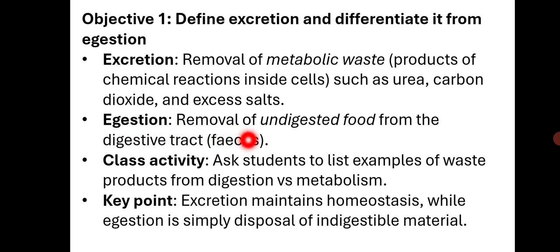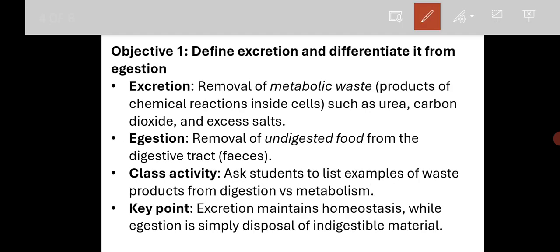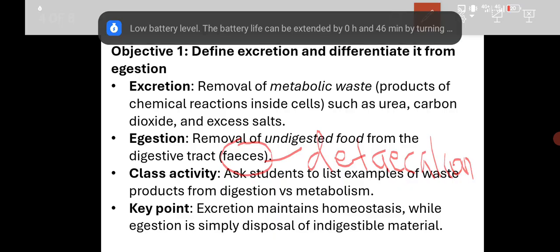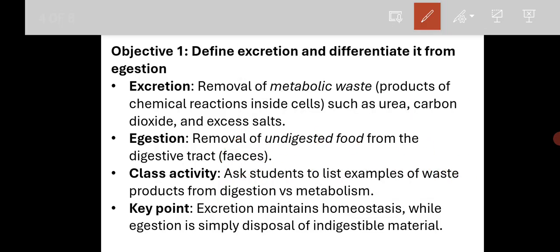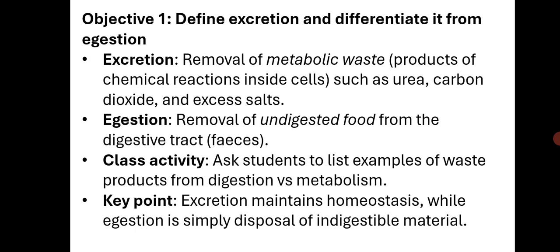Egestion, on the other hand, is the removal of undigested food from the digestive tract. Such undigested food is feces. That's why you go to the toilet, in order to remove the feces by a process called defecation. So by now you know the difference between excretion and defecation.